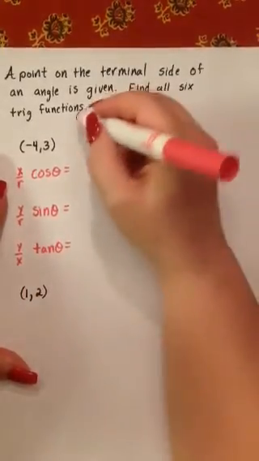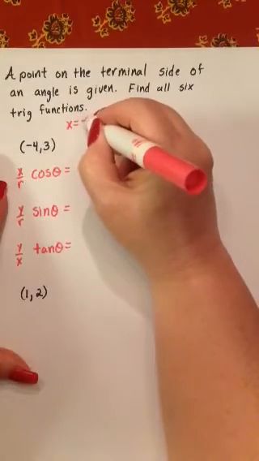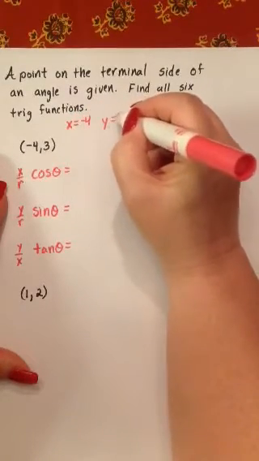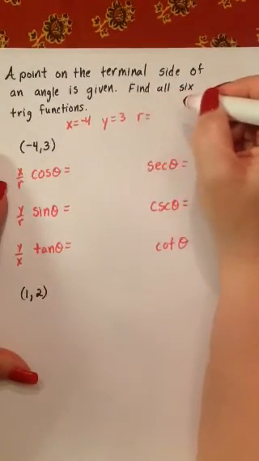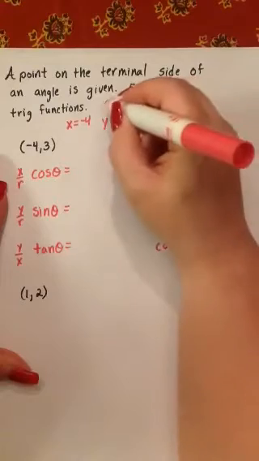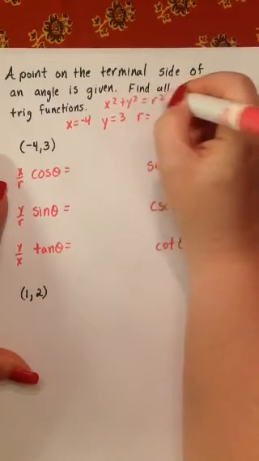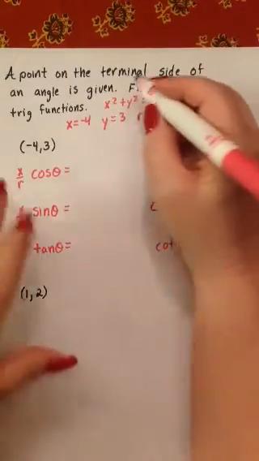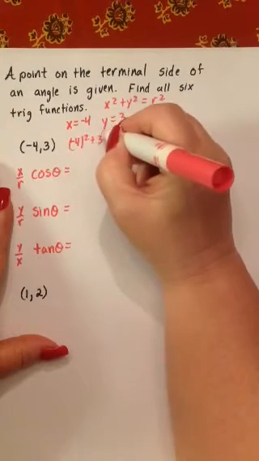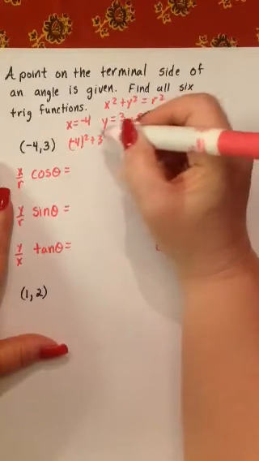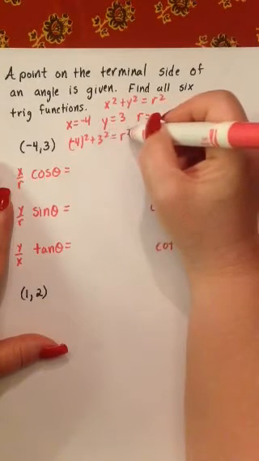Okay? So far, they told me what x and y are. They said x is equal to -4, and y is equal to 3. So it looks like the letter I'm missing is r, okay? We know that it's true that x squared plus y squared is equal to r squared. And so this would be -4 squared plus 3 squared is equal to r squared, which is 16 plus 9, which is 25, is equal to r squared.